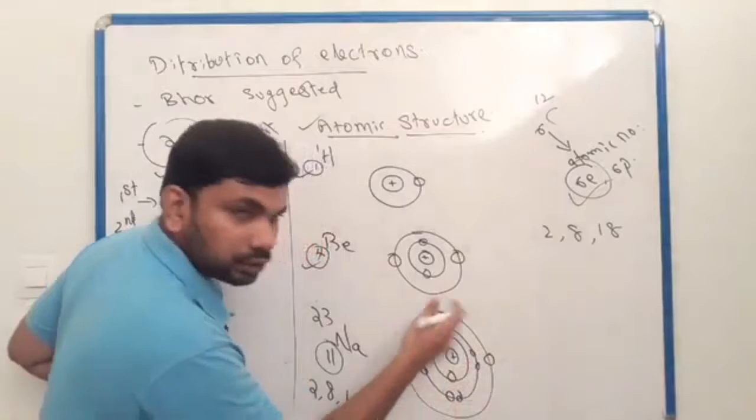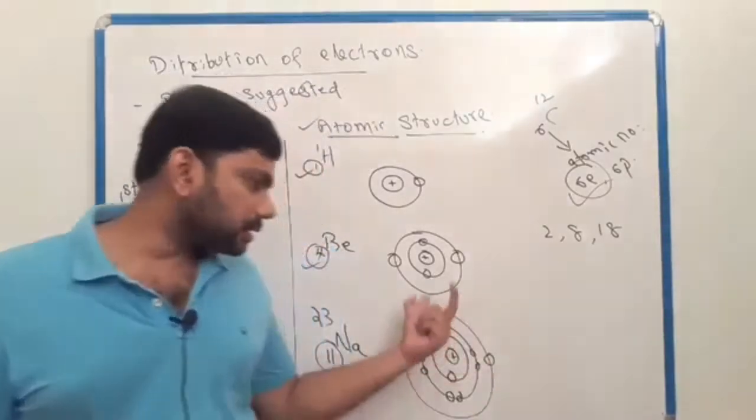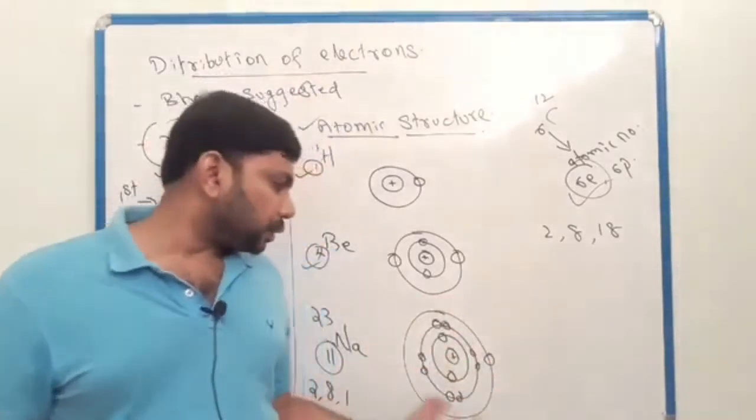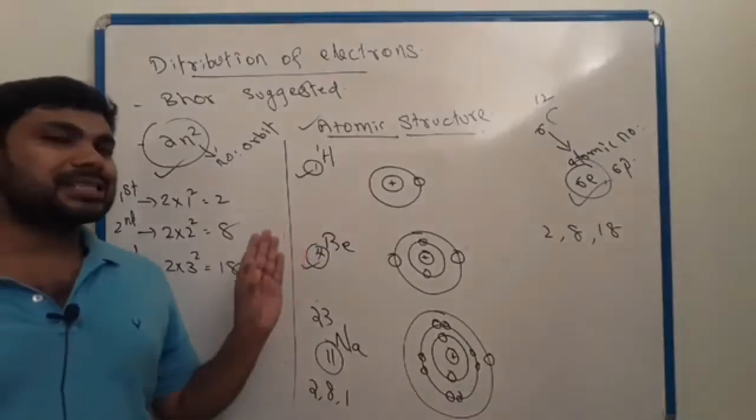So we have to do 2, 8, 1. You can put this electron anywhere. It doesn't matter, you can put it anywhere in this orbit. So 2, 8, 1. This is the atomic structure of sodium. You can do any element this way. And also here you can see there are many elements with their atomic structures.